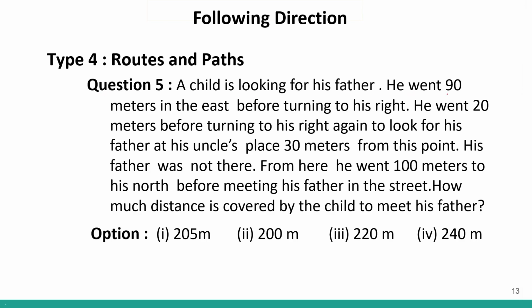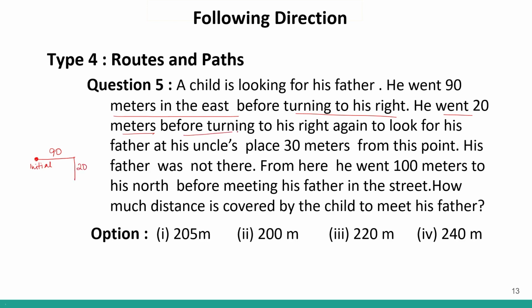He went 90 meters in the east. So let's say this is the initial position of the child. He goes 90 meters in the east. Then he turns to his right, and from there he goes 20 meters. So from here he goes 20 meters.